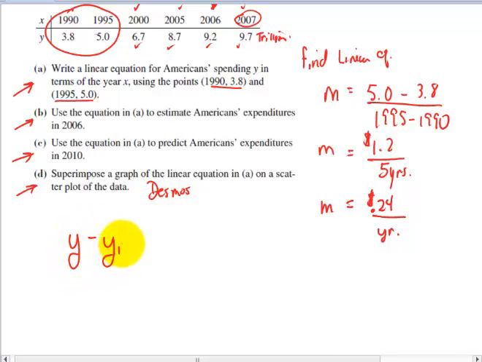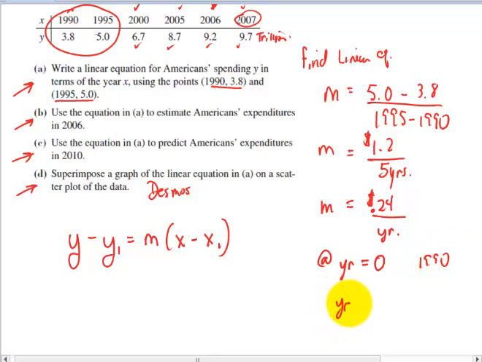y minus y1 equals m times x minus x1. Now remember, x is the years, and I'm not going to put 1990 in here. I want this to be in terms of year 0. So at year 0, the real year is 1990. And when we get out to year 2007, that will be year 17. I'm sorry, at year equal to 17, that will be 2007.